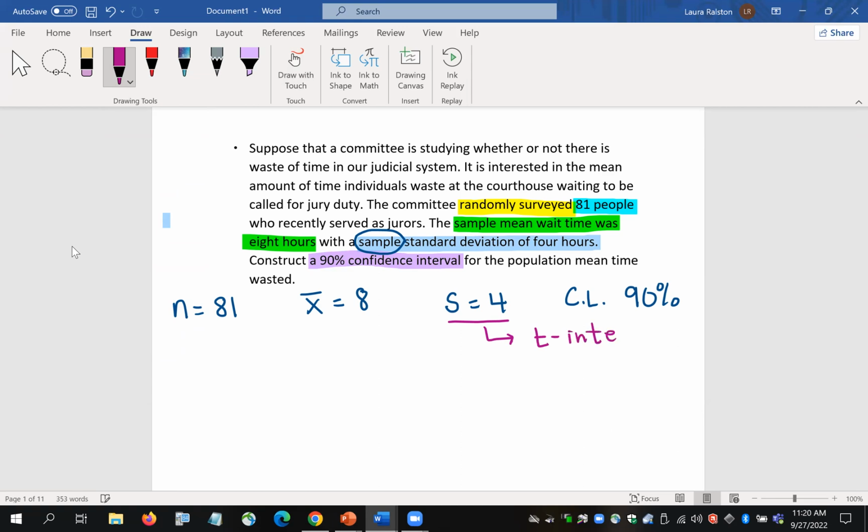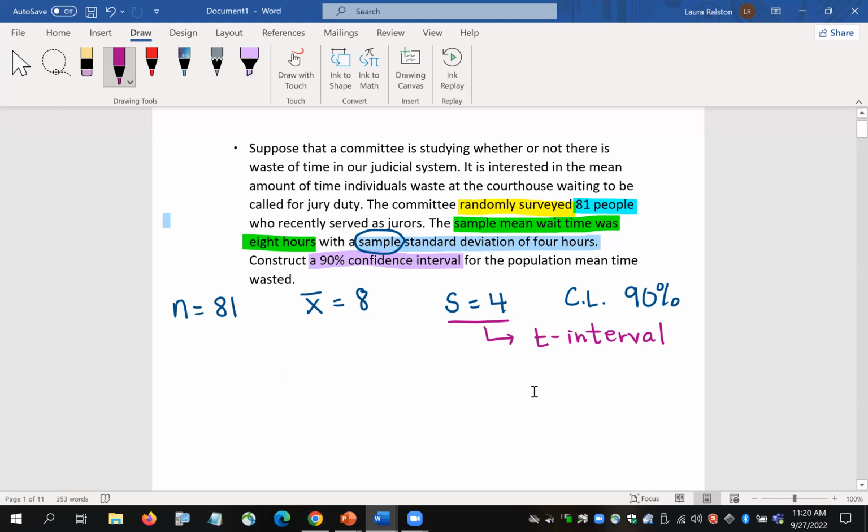The fact that I do not have the population standard deviation, but instead have the sample standard deviation, is the clue or the alert in my problem that I'm going to do a T interval. And again, on the quiz and on the midterm, you have to make that determination about which one you're going to calculate. Okay, and so that's how you tell the difference. Do you know the population standard deviation, or do you know the sample standard deviation? In this case, it's the sample, so you want to do the T interval.